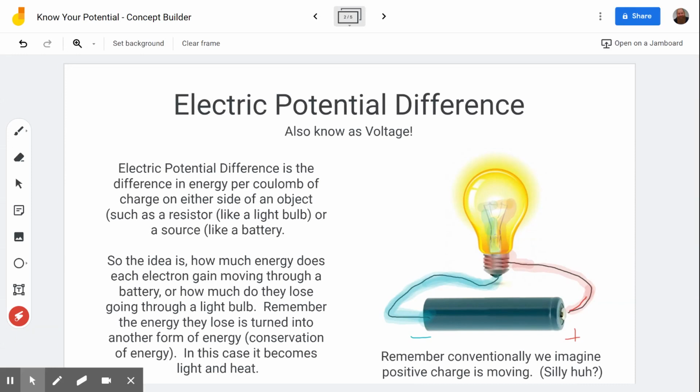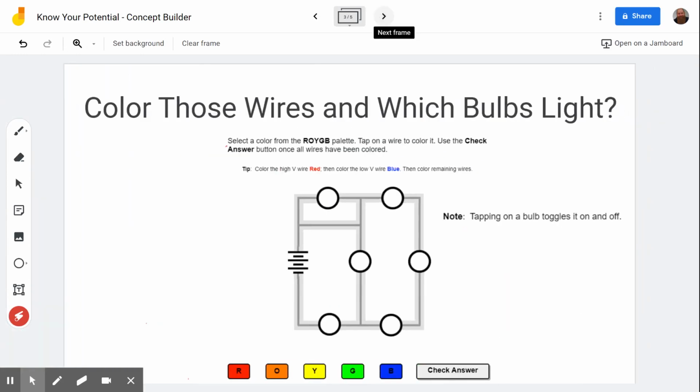So now let's take a look at the first 2 activities that we see in this concept builder. Their titles are Color Those Wires and Which Bulbs Light. We'll start off with what happens in Color Those Wires, but both of them have circuits like this in the same general setup. So we remember that the long side of the battery, oh, maybe you don't know this yet. The long side of this battery is the positive side, and the one that ends with a short side is the negative side of the battery.